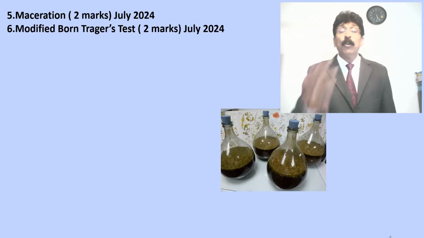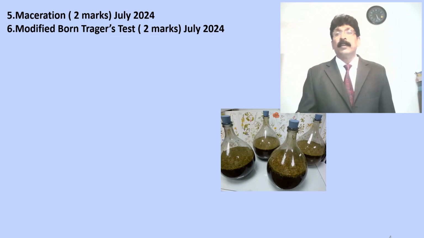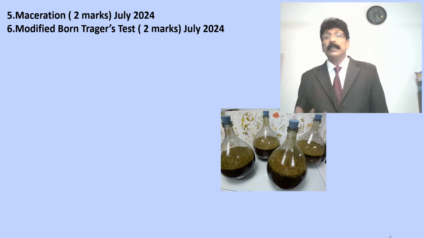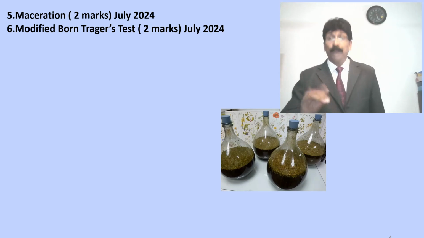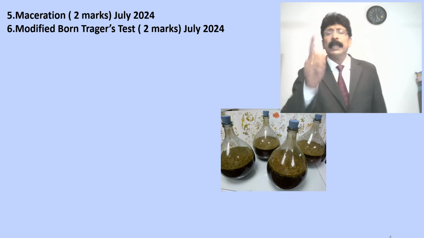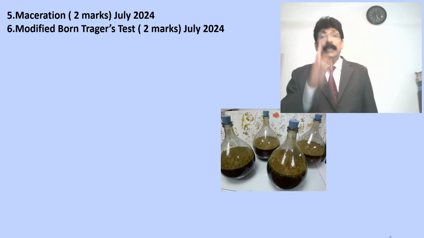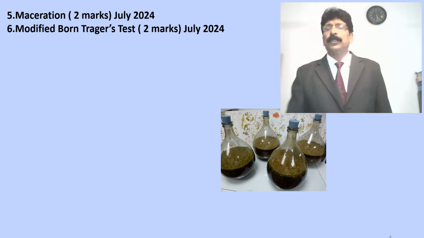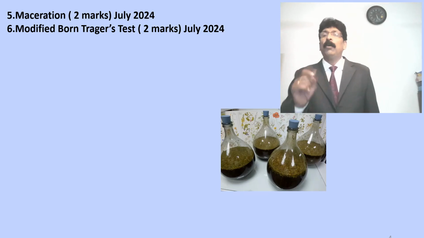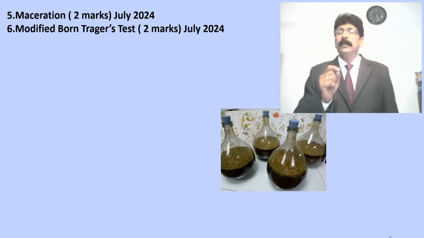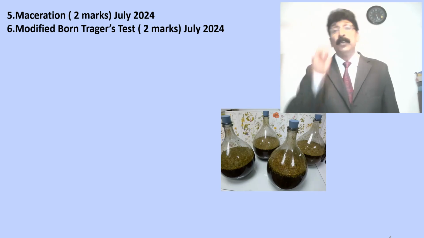Modified Borntrager's test, which we might have studied in anthraquinone glycosides in Senna, is an important test. Modified Borntrager's test is also there. So chemical tests for all phytochemical investigation come in this chapter. It is very important. I have already delivered one lecture online. It is necessary for the students to listen to it and note down all the chemical tests needed, to write them clearly, study them, and express them from the examination point of view.